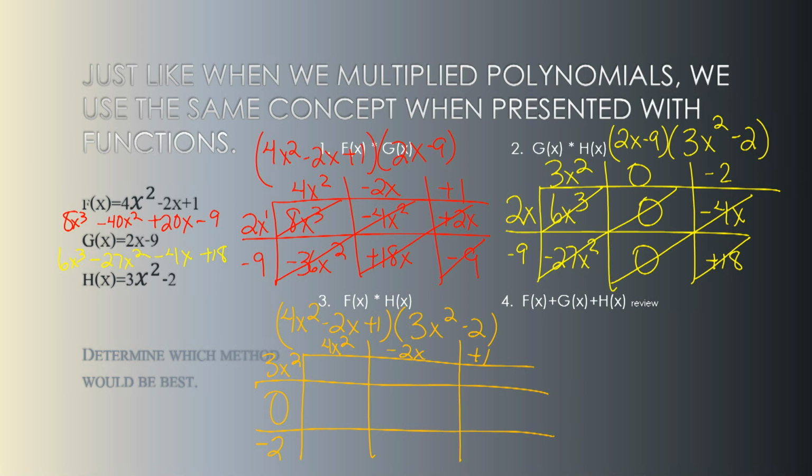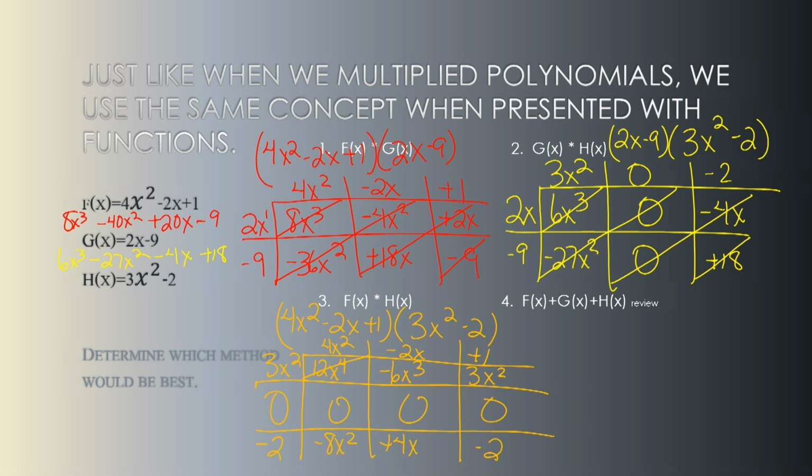4 times 3 is 12. 2 plus 2 is 4. 3 times a negative 2 is negative 6. 2 plus 1 is 3. Anything times 1 is itself. Anything times 0, 0. And then to the bottom. Negative 2 times 4 is negative 8x squared. Negative 2 and negative 2 is positive 4. Bring down the x. Anything times 1 is itself. Still adding corner to corner.